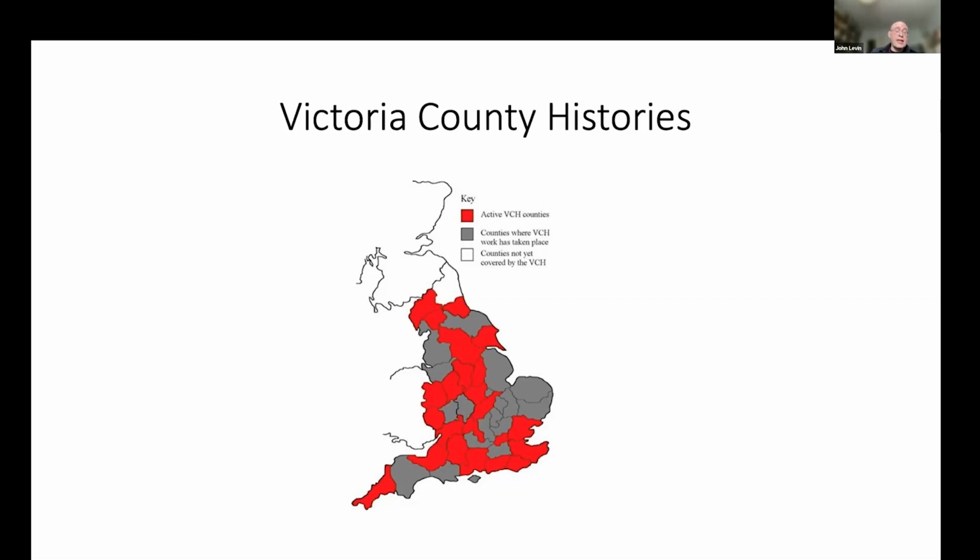This map shows its extent. Aside from Durham, every county has a presence in the Victoria County Histories. It's an ongoing project. I don't know if it'll ever finish, but as you can see, there are many active counties and even some counties that have complete histories.